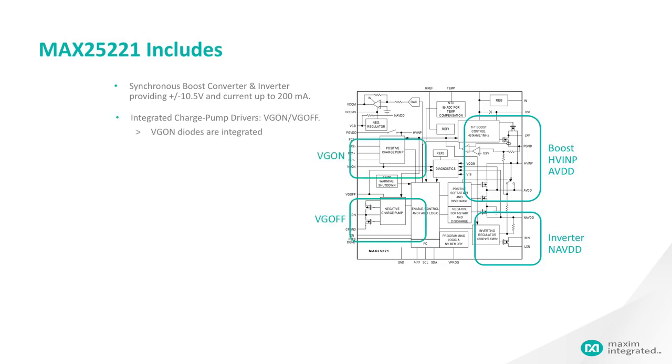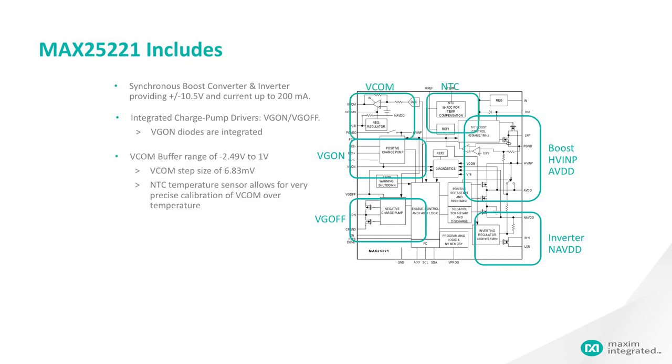Integrated charge pump drivers, VG on and VG off. VG on diodes are integrated. VCOM buffer range of minus 2.49 volts to 1 volt. VCOM step size of 6.83 millivolts, and also an NTC temperature sensor allows for very precise calibration of VCOM over temperature. MTP also allows the output voltages and the sequencing to be pre-programmed, allowing fast turn-on time.